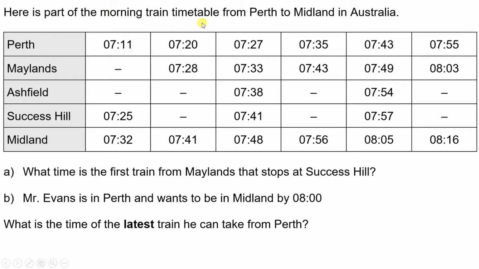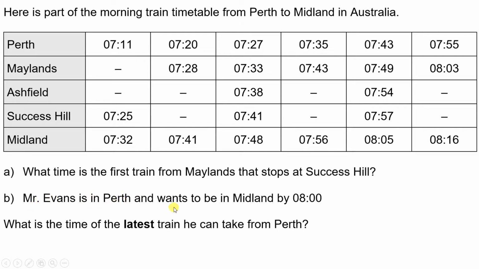Here is part of the morning train timetable from Perth to Midland in Australia. What time is the first train from Maylands that stops at Success Hill? So we find Maylands. This first one, the train doesn't leave. The second one is 7:28, but we need one that stops at Success Hill, and this one doesn't. So we go on to the third one, which does stop at Success Hill, and the first train is the one that leaves at 7:33.